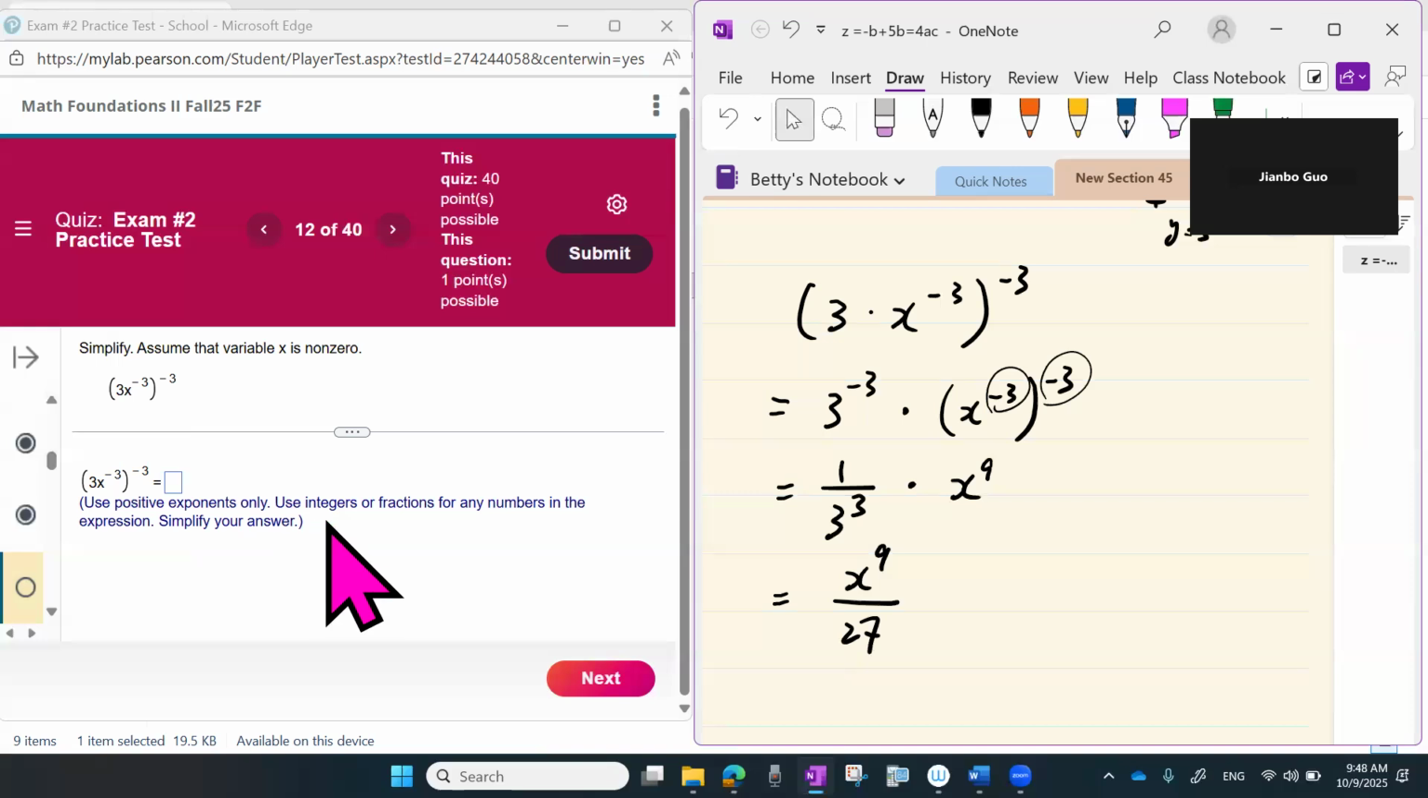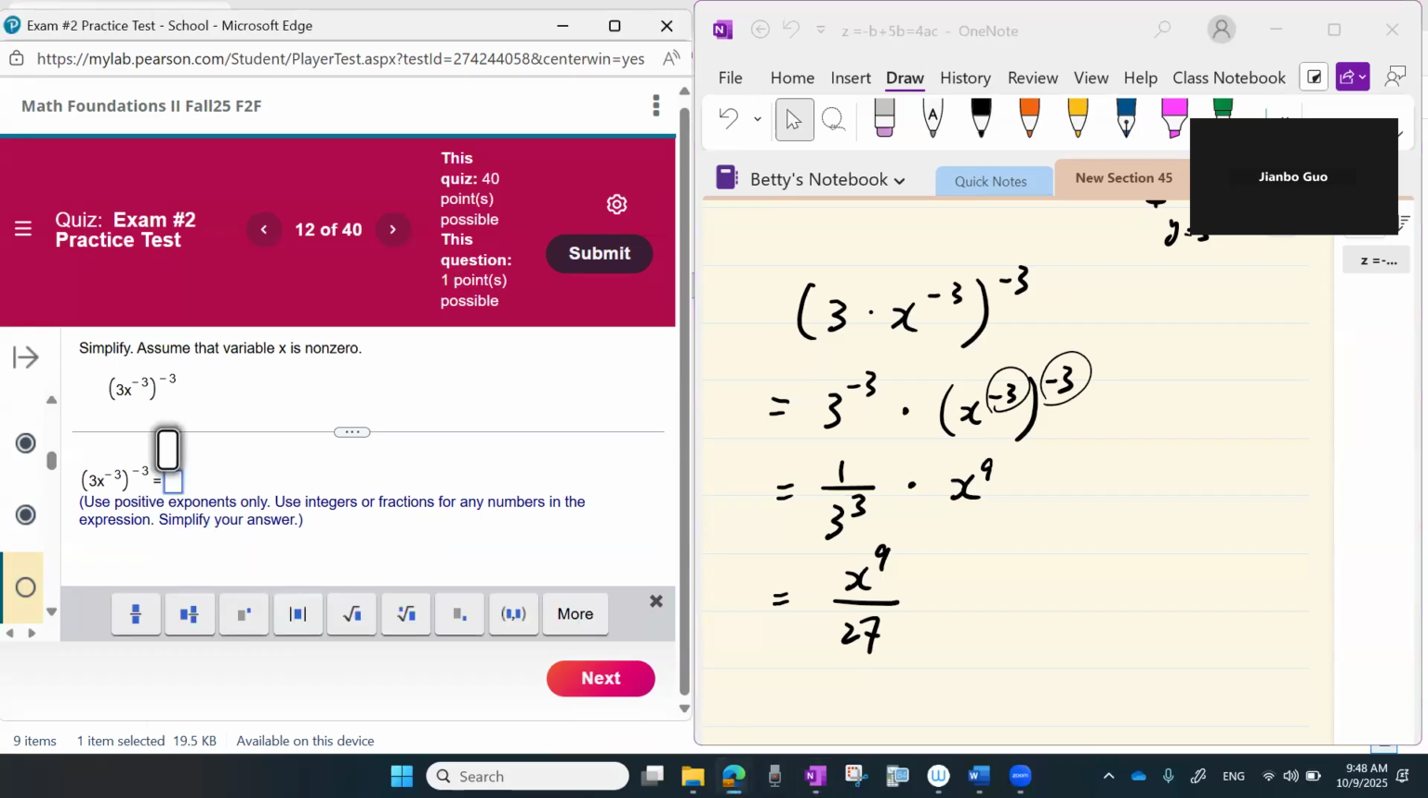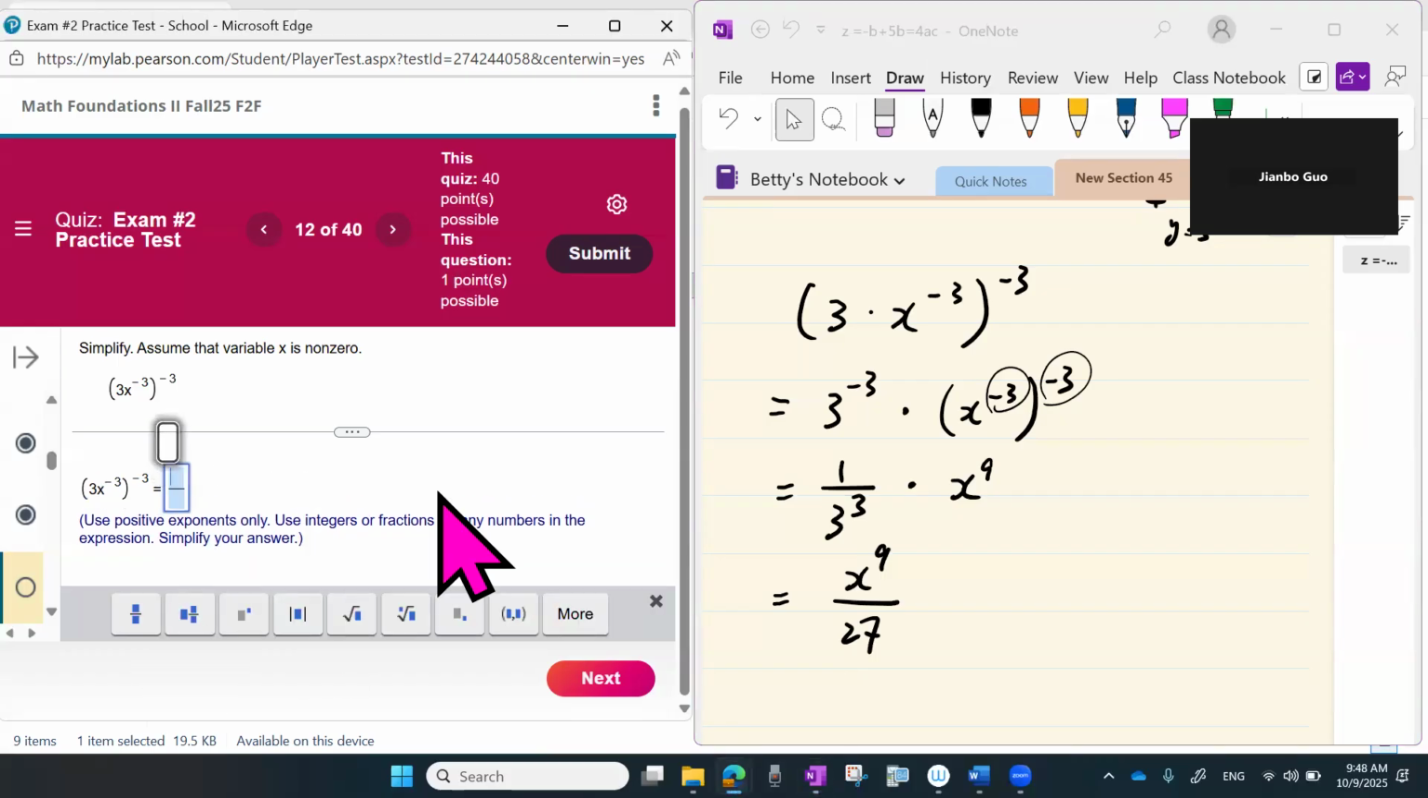Use positive exponents only. Use integers or fractions for any numbers in the expression. Simplify your answer. The simplified answer is x to the power of 9 over 27.